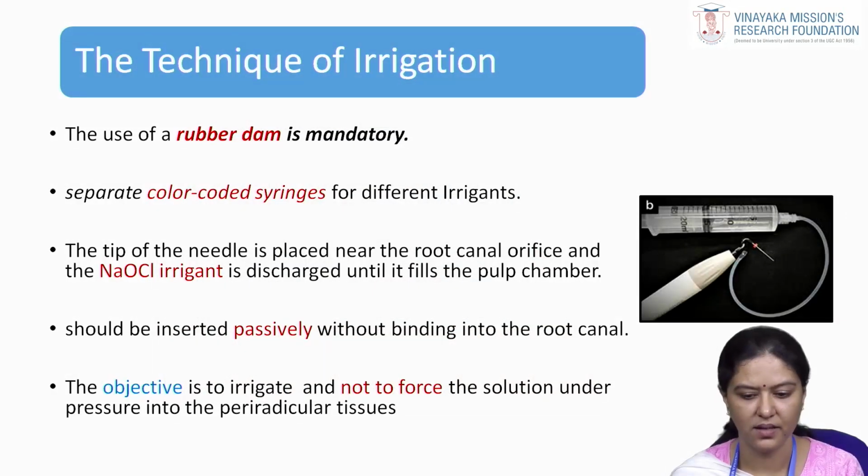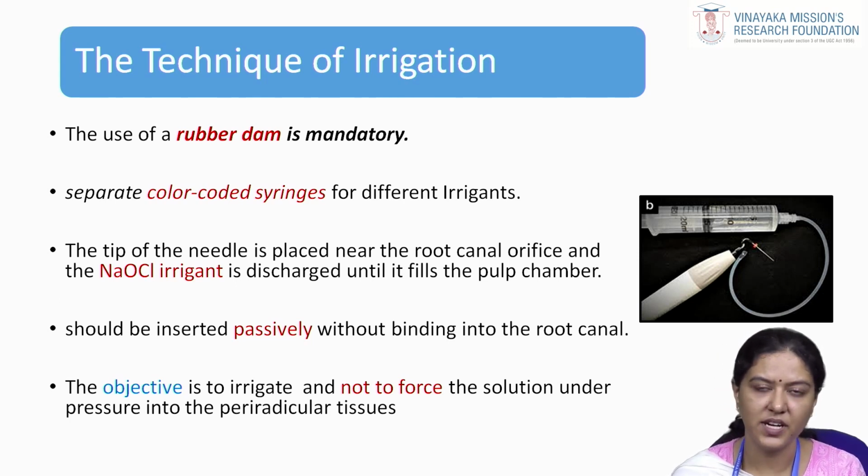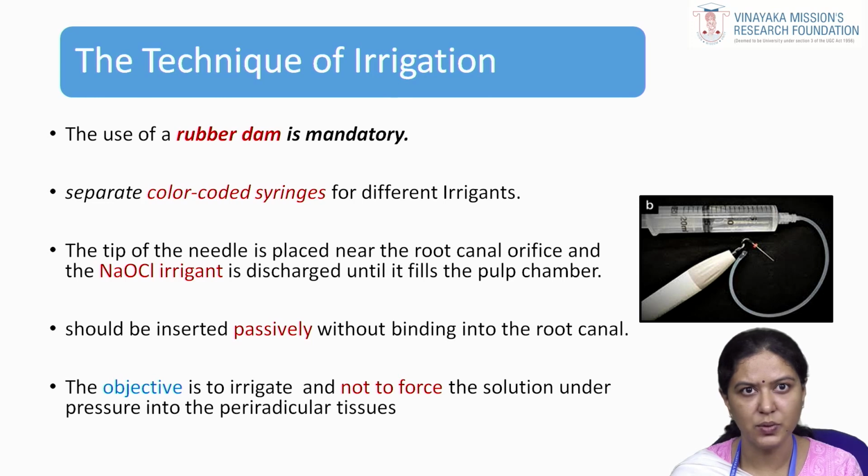Technique of irrigation. Use of rubber dam is mandatory for irrigation. Use separate color-coded syringes for different irrigants. The tip of the needle is placed near the root canal orifice and sodium hypochlorite irrigant is discharged until it fills the pulp chamber. All needles, irrespective of the gauge and design, should be inserted passively without binding to the root canal. The objective is to irrigate the canal but not to force the solution under pressure into the periradicular tissues.